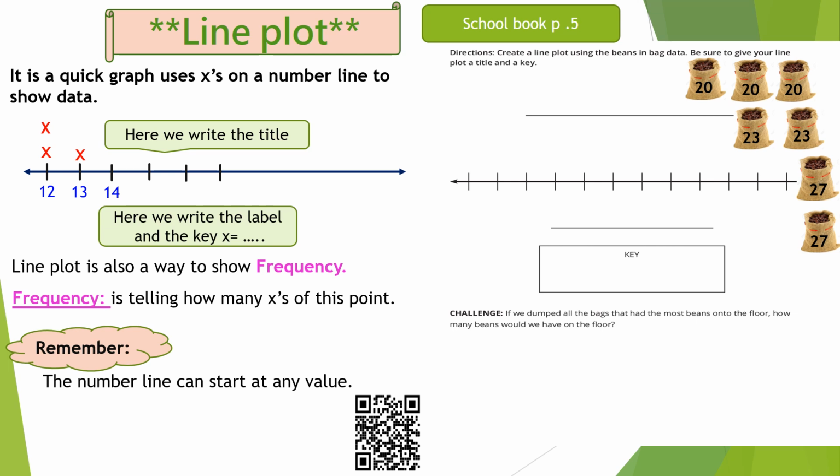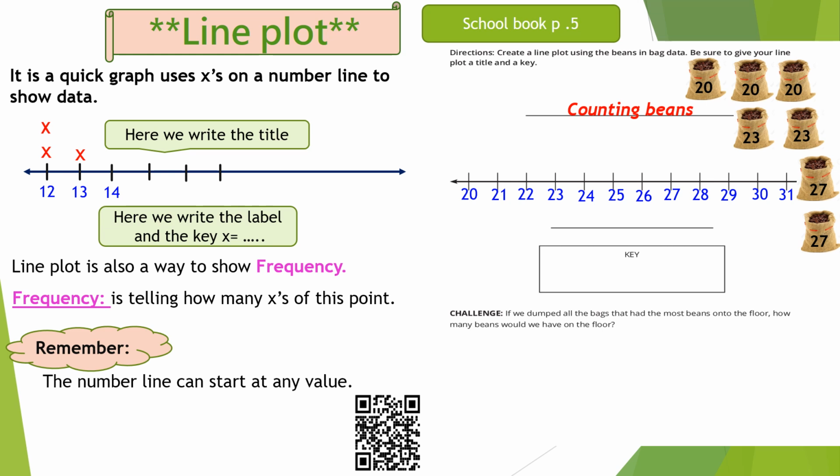So what are we doing now? We are counting beans. So this is our title. And we will write our numbers. We can start at any point, at any number. So we can start from 20. No problem. 20, 21, 22, 23, and so on till 31.